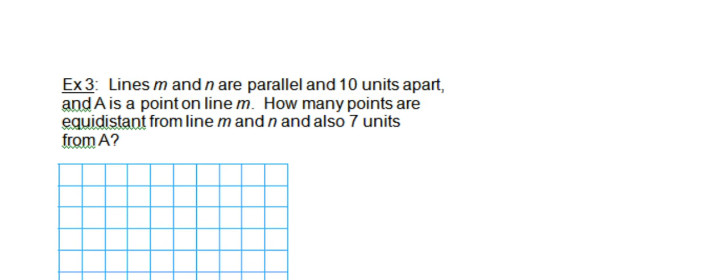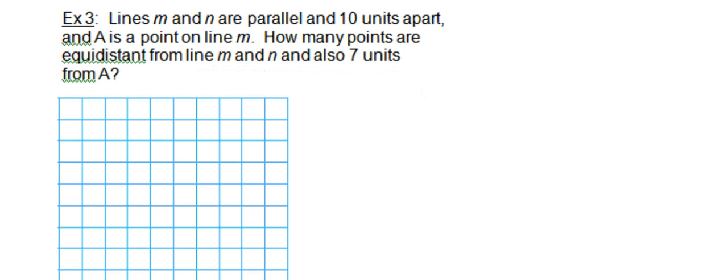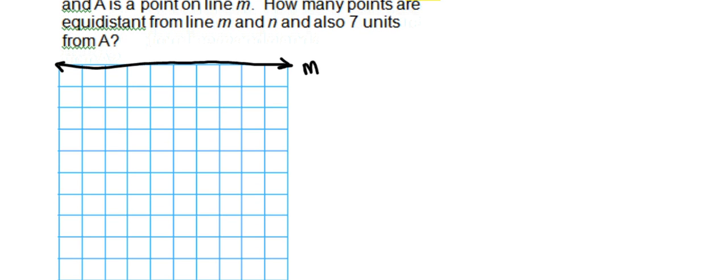All right, number 3 says lines M and N are parallel and 10 units apart. So there's my given. There's what I'm given to work with at the very beginning. So I'm going to go ahead and sketch those lines M and N that are 10 units apart. So there's line M, and line N has to be 10 units from there.